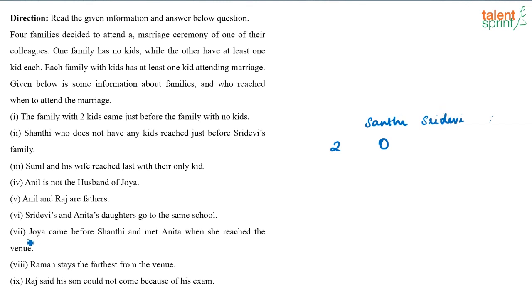See, Joya came before Shanti and met Anita when she reached the venue. So Joya has come before Shanti, but Anita has come before Joya itself, because Joya met Anita when she reached the venue. So where should Joya be? Obviously, this has to be Joya and this has to be Anita. So the first family that comes will be Anita's family, second family has to be Joya's family, third family has to be Shanti's family, and fourth family has to be Sri Devi's family.